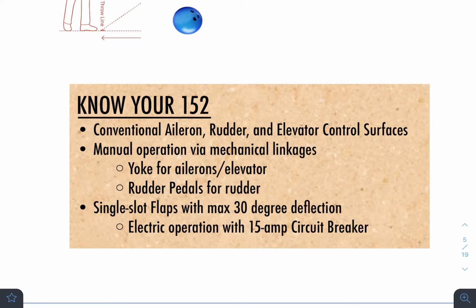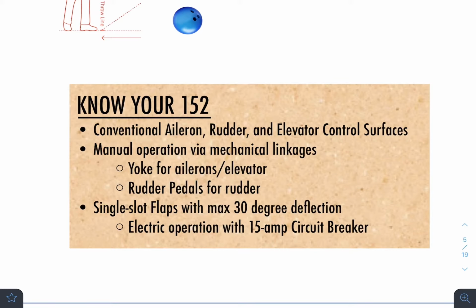Based on the POH, the airplane has a conventional aileron, rudder, and elevator control surface. The aileron is what will control the roll. The rudder controls the yaw, and the elevator is for the pitch. That's what you want to know. And as far as actually controlling these things, this is manual operation, so that means no autopilot, via mechanical linkages.